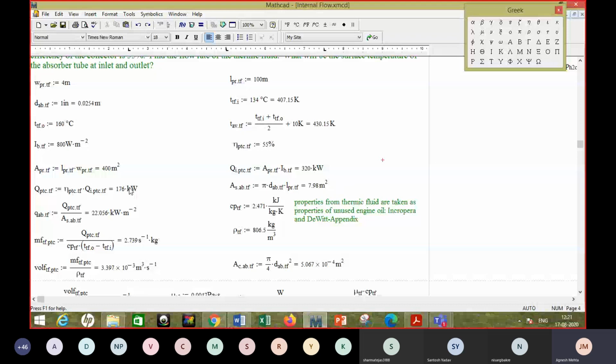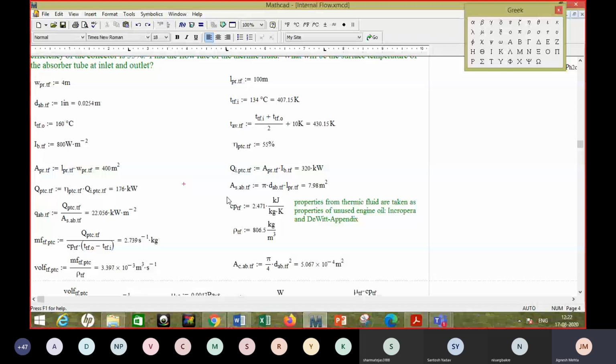Now out of that, how much is going to be utilized, or how much will actually go to the thermic fluid? It's equal to the efficiency into the incident energy. So that's 176 kilowatt, right? You are multiplying this 55% or 0.55 with this 320. So that makes it 176 kilowatt.